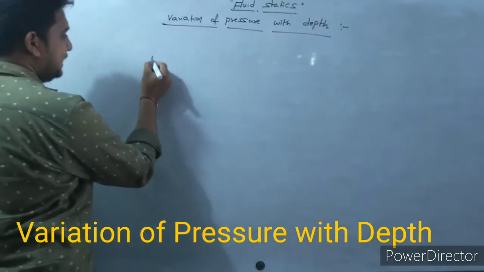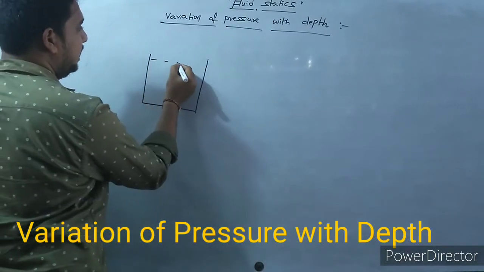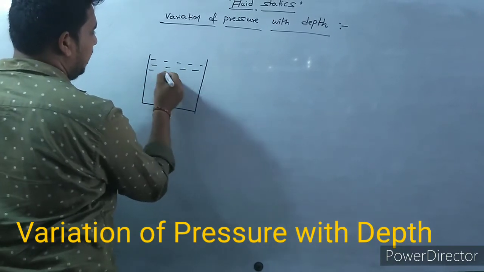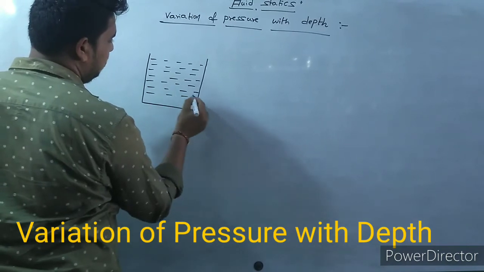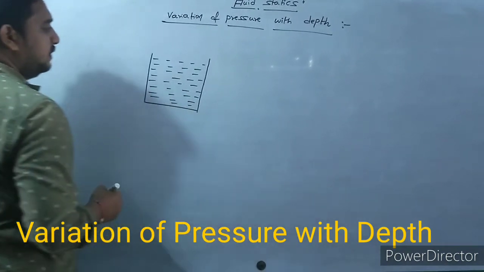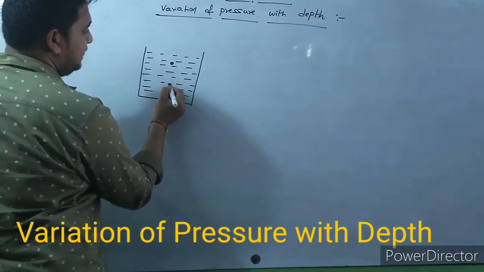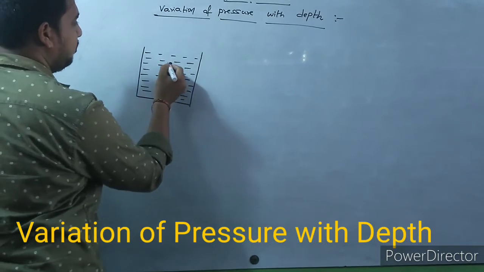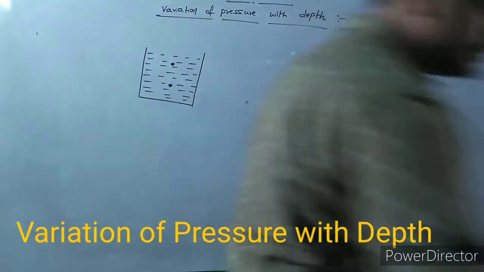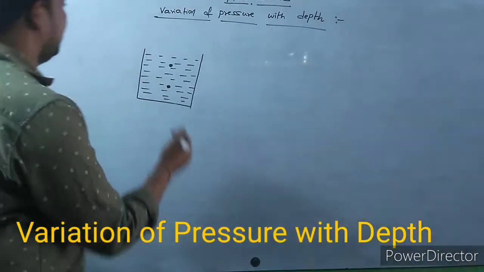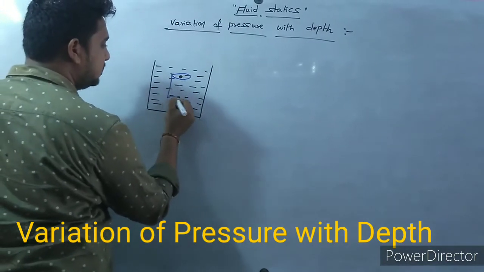Observe carefully. Let us consider a container which is filled with water, or a fluid. I consider here 2 points, A point and B point. So now I draw an imaginary cylinder for these 2 points.